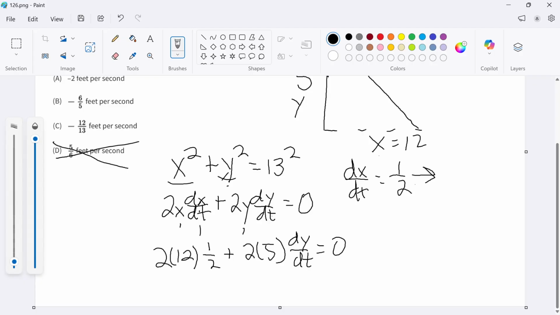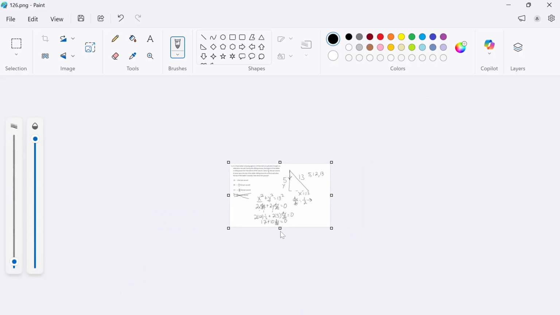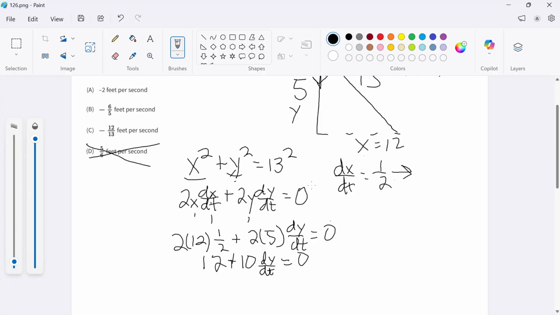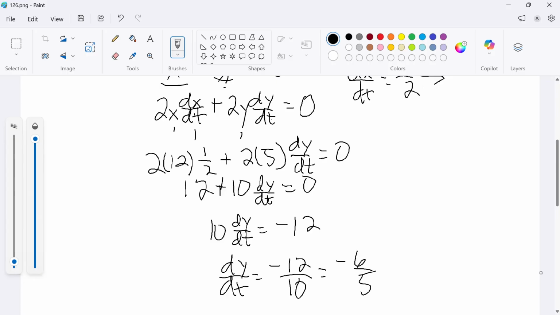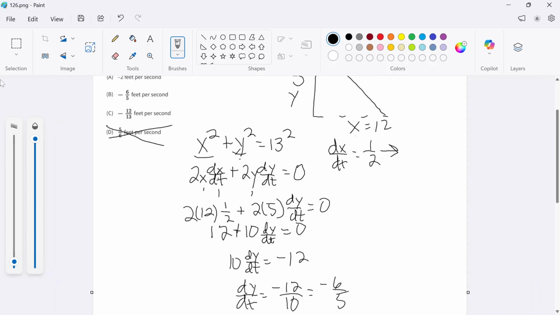So 2 times 12 times dx/dt, which is 1/2, plus 2 times 5 dy/dt equals 0. 2 times 12 times 1/2 is 12, plus 10 dy/dt equals 0. I need a little bit more room. Subtract 12 from both sides. 10 dy/dt equals -12. dy/dt equals -12 tenths, divide both by 2, -6/5, which is answer B.